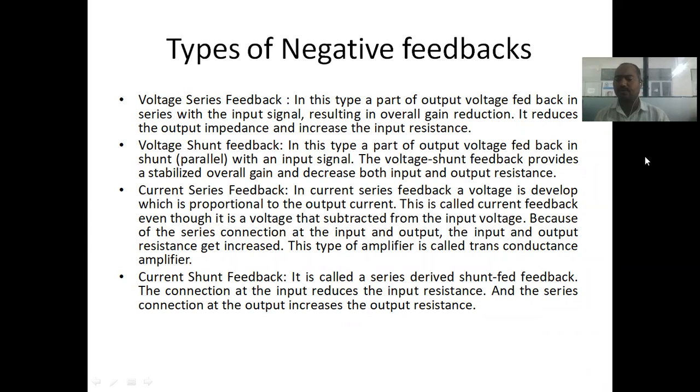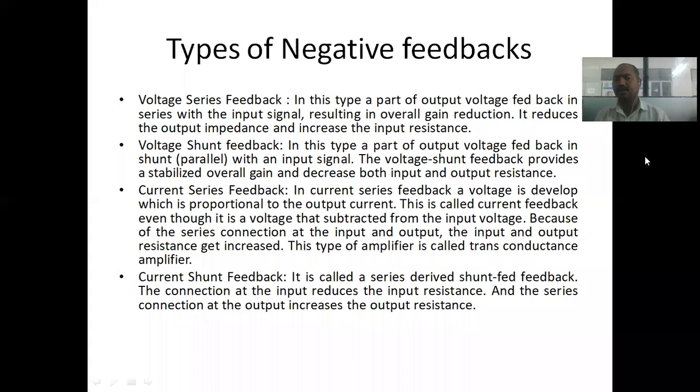We have to select the four types of amplifier, that is nothing but voltage series feedback, voltage shunt feedback, current series feedback, and current shunt feedback. We have seen the detail of them with their diagrams, right? Why is the name of the negative feedback different? There are basically two types, voltage and current, right?